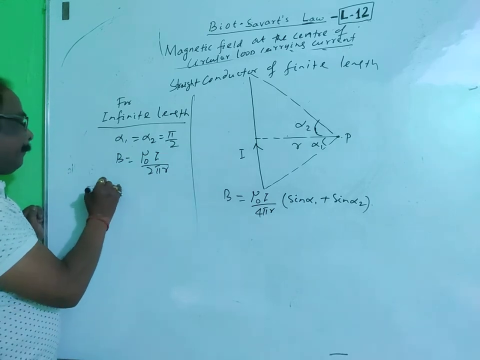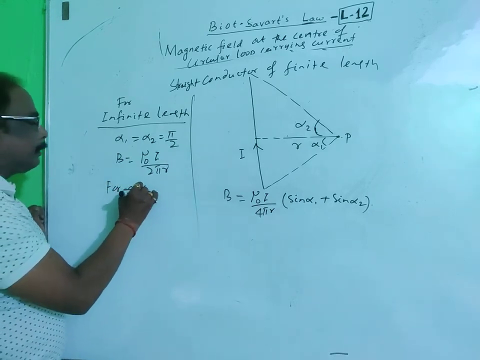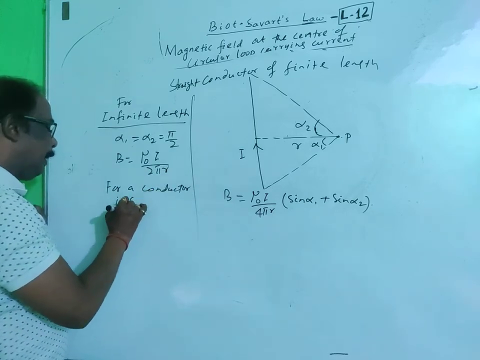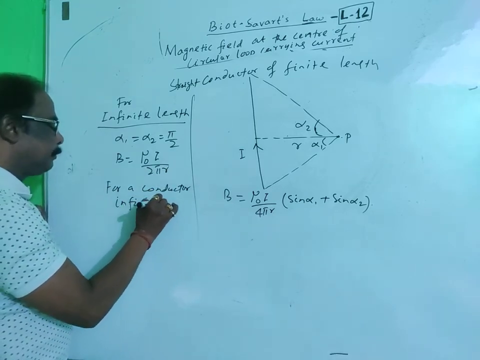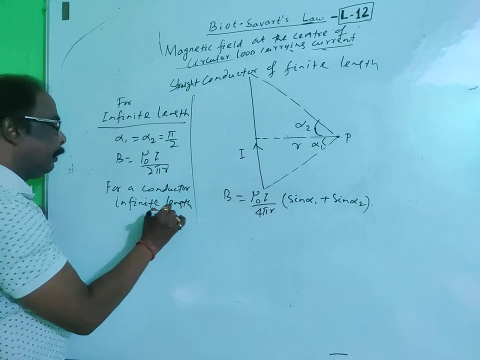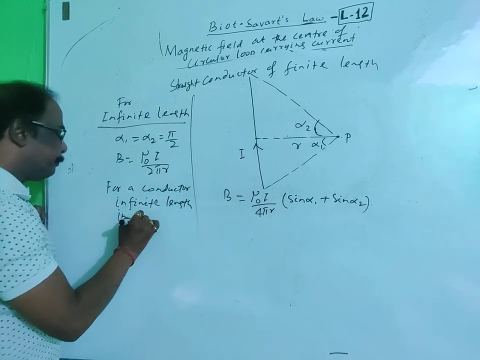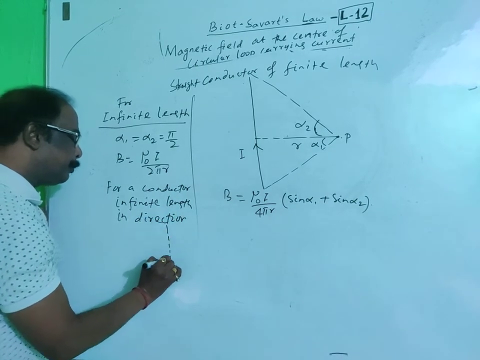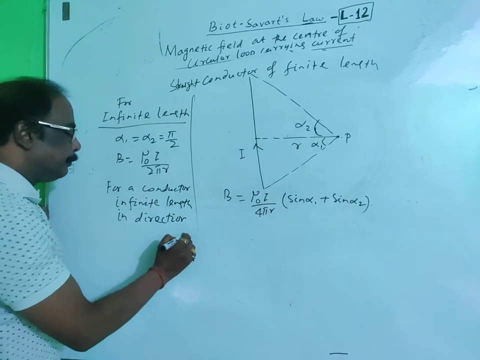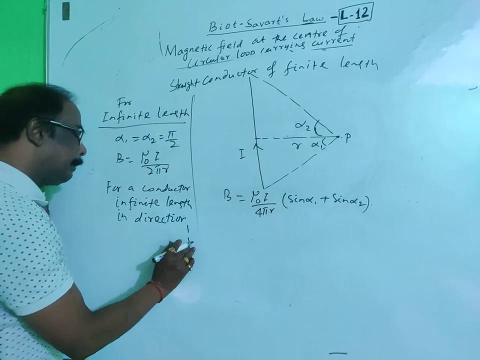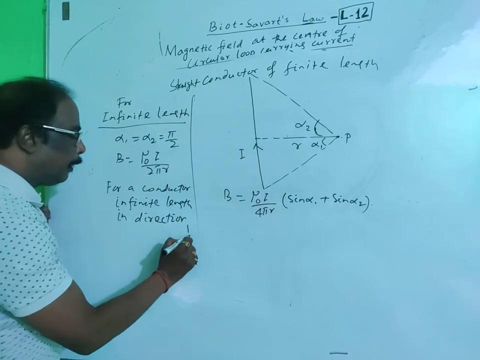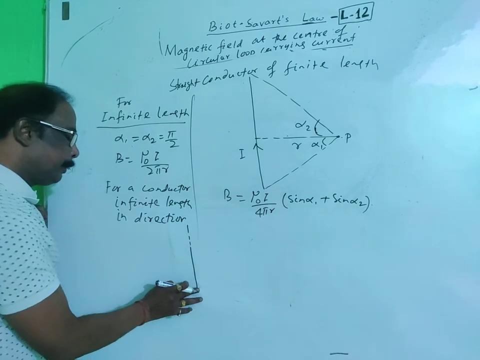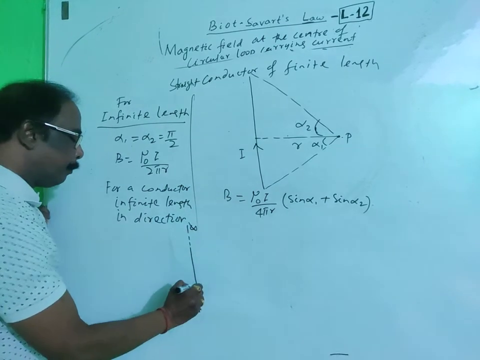Then, for a conductor of infinite length in one direction, see, this is a conductor of infinite length in one direction. In the upward direction it is infinite. So this end is finite, this end is infinite.